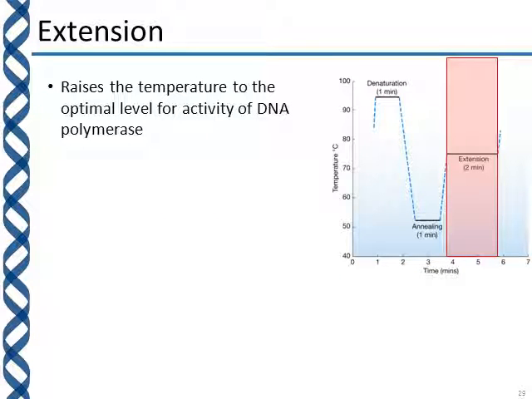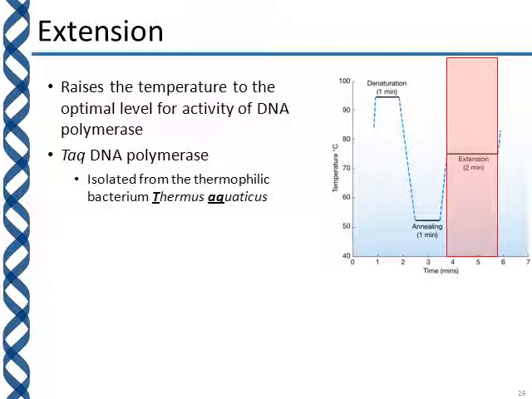So the purpose of the extension step is to raise the temperature to the optimal level for the activity of the DNA polymerase. It is an enzyme, and oftentimes enzymes have a particular temperature range at which they are most efficient. The reason that we use Taq DNA polymerase is because it is thermostable.